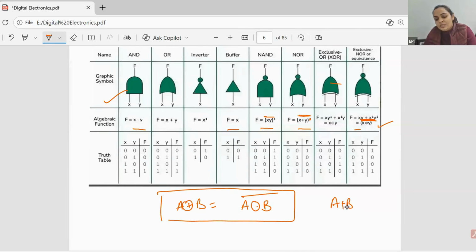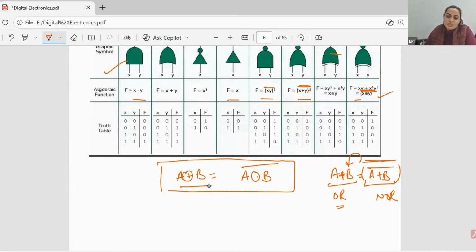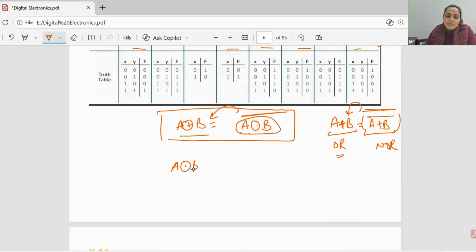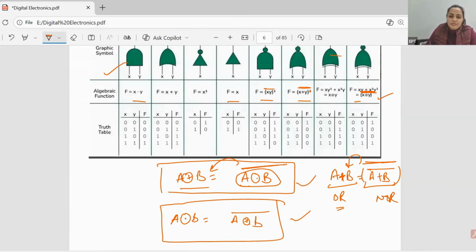See, A plus B whole bar is the NOR gate's Boolean expression. If you take the complement of this, it will provide you the OR gate, right? Similarly, this is the expression for XOR, and this is the expression for XNOR. If you take the complement, you will get the other expression. And similarly, if you have to find A XNOR B, then this is going to be equal to A XOR B bar. These two relationships are very important. I hope this is clear to you all.